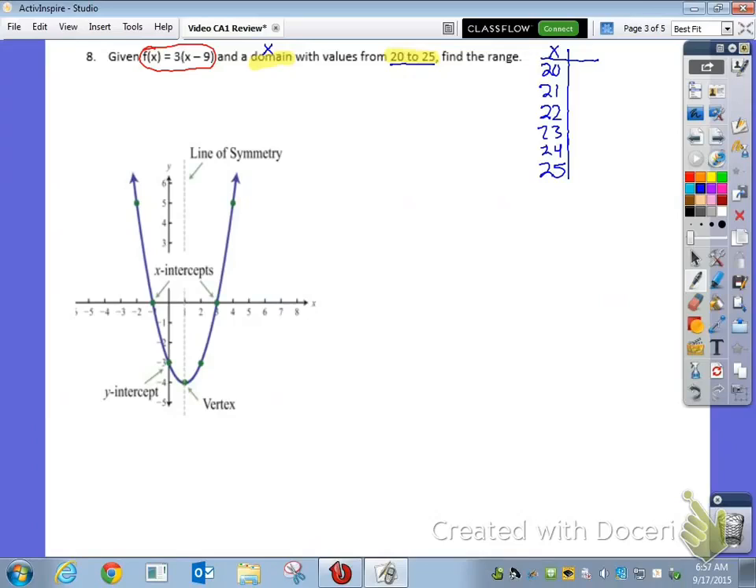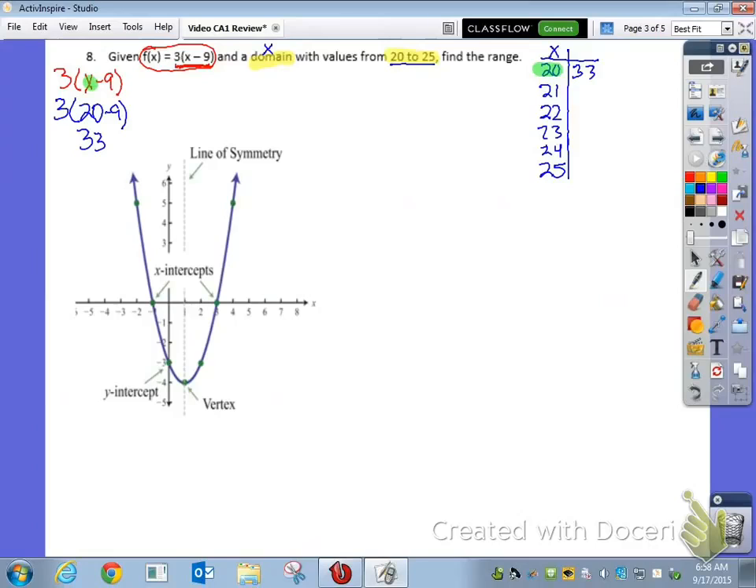Now I'm going to do just like I did a while ago. I'm going to start with my equation. 3 parentheses x minus 9, close parentheses. And this is like a big replacement set. The very first number I'm going to plug in is a 20. So wherever I see x, I'm going to plug in 20. Okay? So 3 parentheses 20 minus 9. Now you plug that into your calculator and you get 33. So beside 20, I put 33.